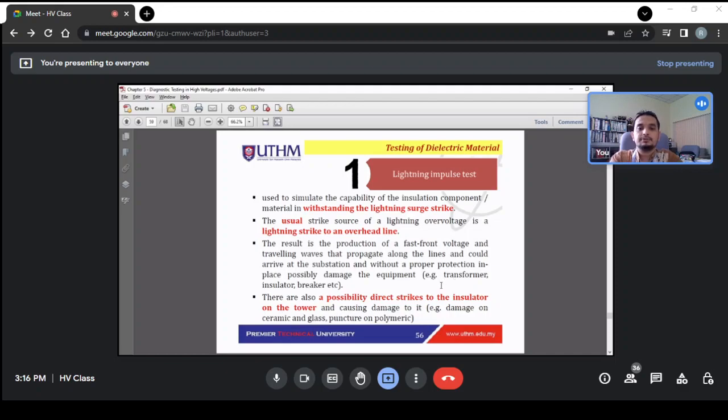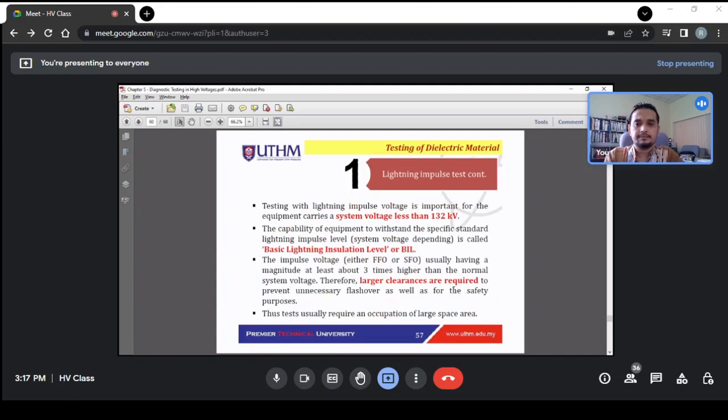So these tests check whether the equipment or the device that has been introduced is able to absorb the stress from the lightning. It's important for less than 132 kV, as I mentioned before, because this is the term basic lightning insulation level. Okay, basic lightning insulation level, BIL.